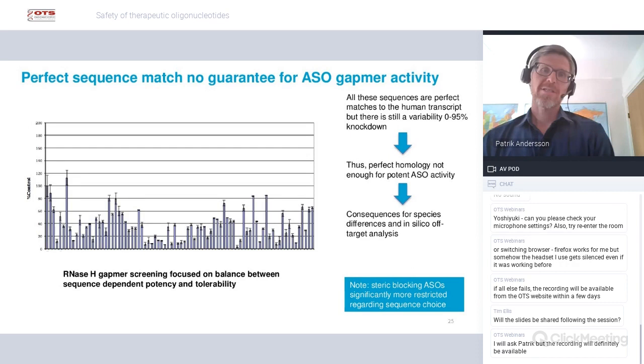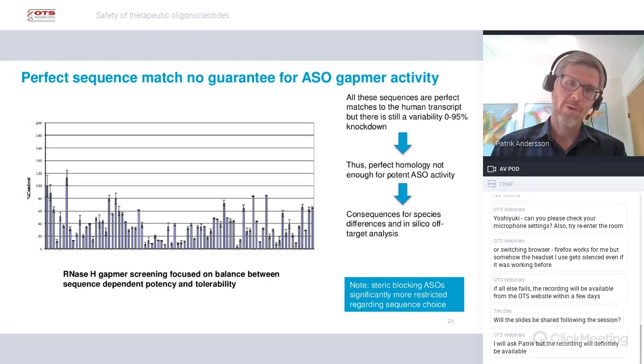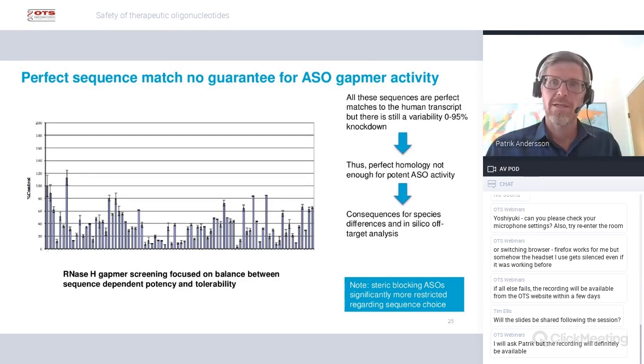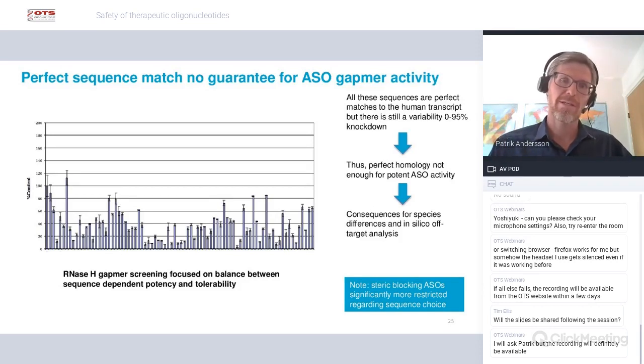This is about the sequence, and this is an illustration from an ASO screen where you have perfect homology of all the ASOs to the target mRNA. This is a gapmer assay for knockdown. As you can see, there is pretty big variability in the knockdown efficiency between the different sequences, despite all of these being perfect homology matches. That means that perfect homology alone is not enough for potent ASO activity. And of course, one could think that this is mainly a problem for potency, and let's screen for it to get the most potent.